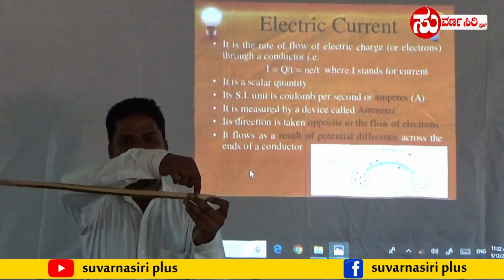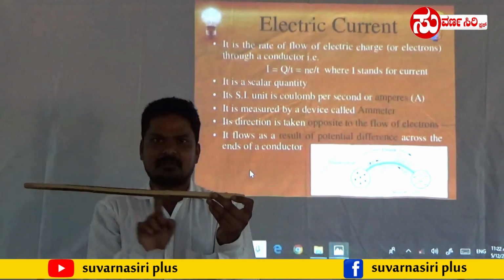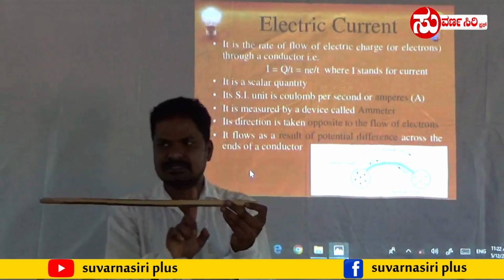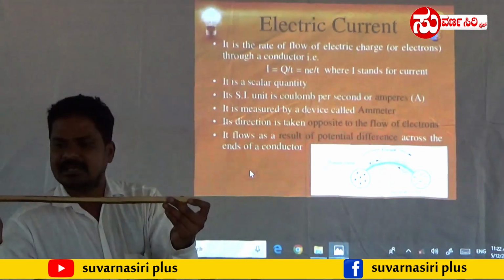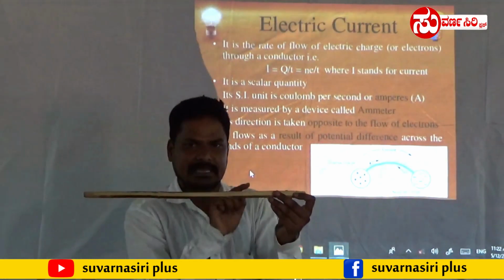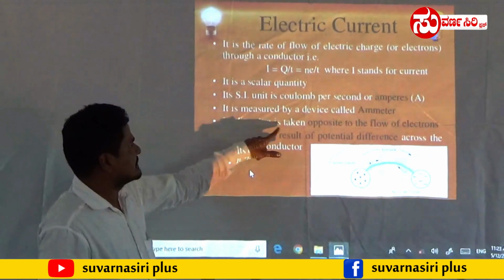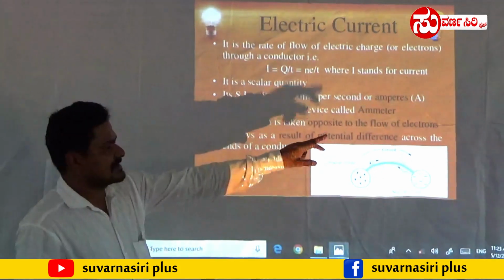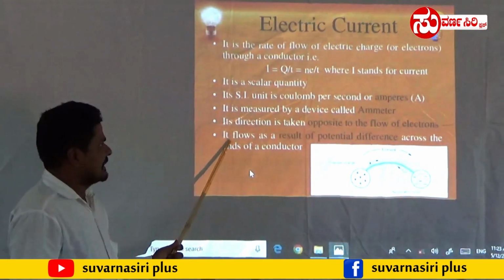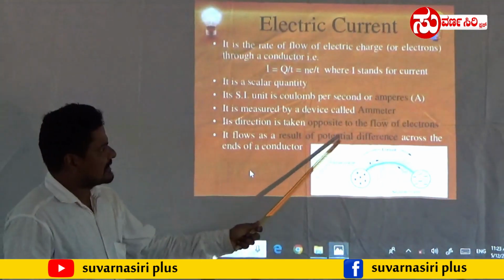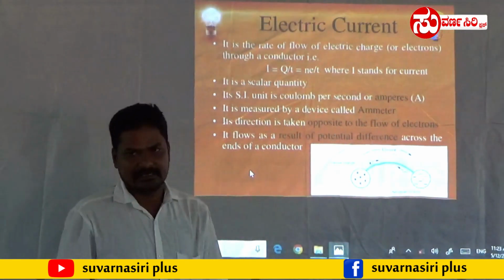Electrons are moving like this, but we take the electric current direction opposite to the electron movement. So if electrons are moving in this direction, we take the current direction opposite. That's why the direction of current is taken opposite to the flow of electric charges or electrons. It flows as a result of potential difference across the ends of the conductor.